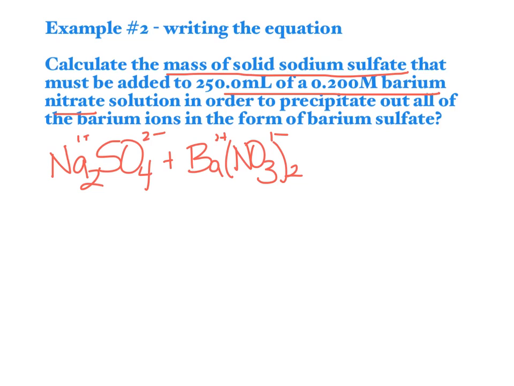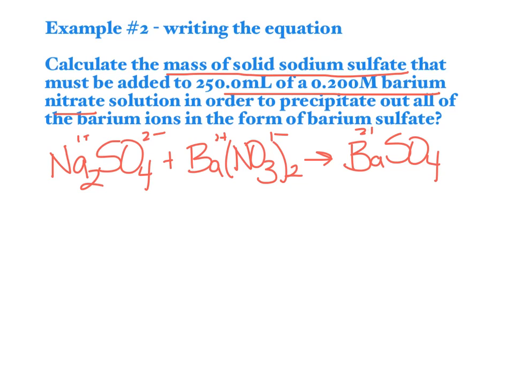So does it make sense with my question? Mass of sodium sulfate that must be added to a solution of barium nitrate in order to precipitate out all the barium ions in the form of barium sulfate. What in the heck does all this stuff mean? So in other words, I'm going to take all these barium ions, I'm going to make them go away. And so on my product side over here, barium sulfate is going to be one of my products. So I already know that one. That's kind of nice. Barium sulfate is going to be one of my products, BaSO4.